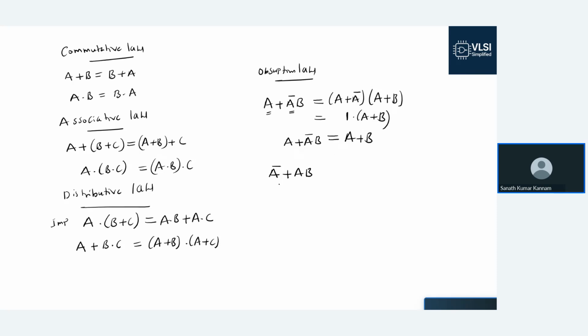Okay. And here also complemented form and true form. So if you expand, what you are getting? (A bar or A) and (A bar or B). So this is 1 and (A bar or B). So this is A bar or B. Okay. So this is about commutative law, associative law, distributive law, and from the distributive law, if you apply, you will get absorption law. Okay. And next we will see DeMorgan's law.